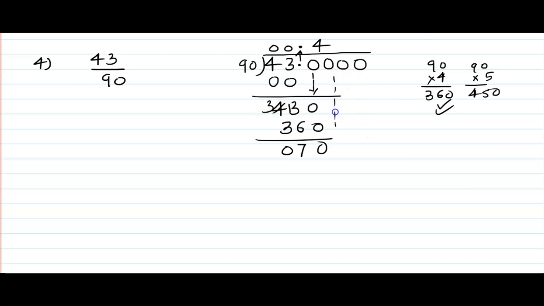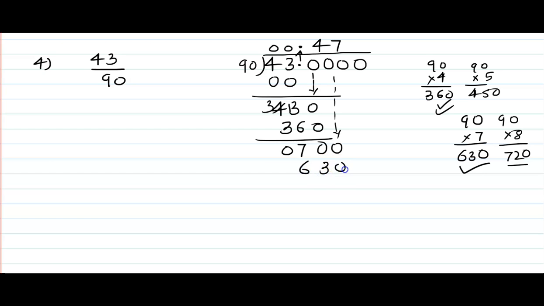Now the next 0 is coming, 700. How many 90s are going here? Let's go for 7. 7 times 9 is 630. Let's go for 8. 8 times 9 is 720. So 8 is more, so we are going for 7. So 90 times 7 is 630. 10 take away 3 is 7 and it is 0, 70.